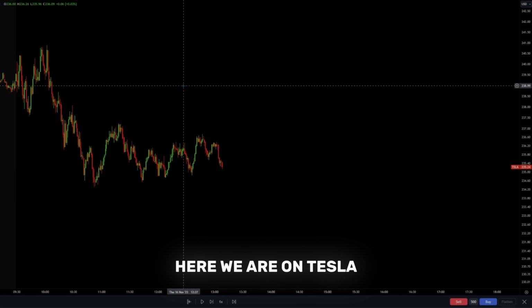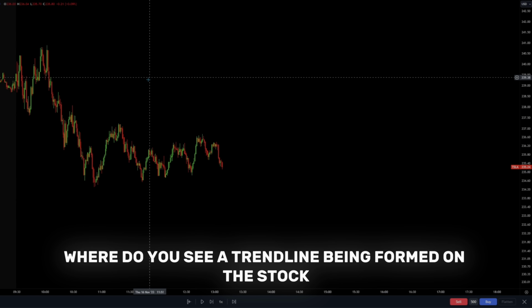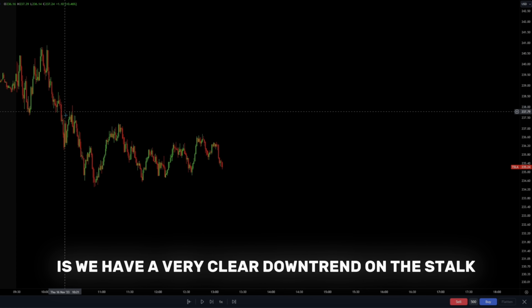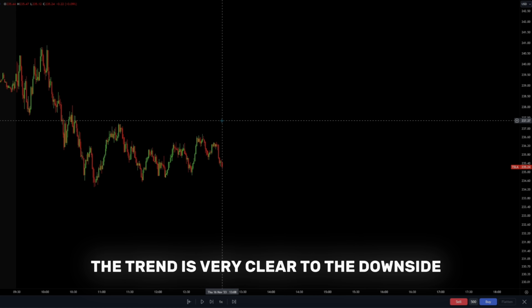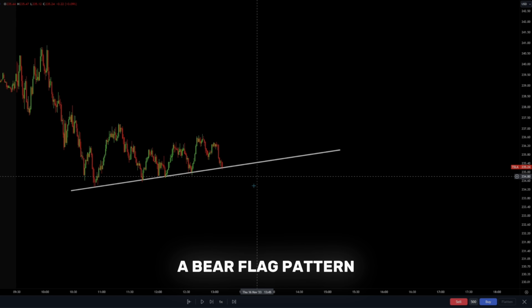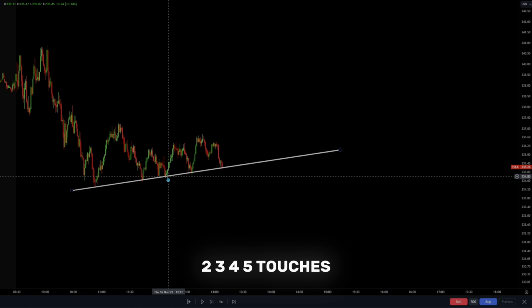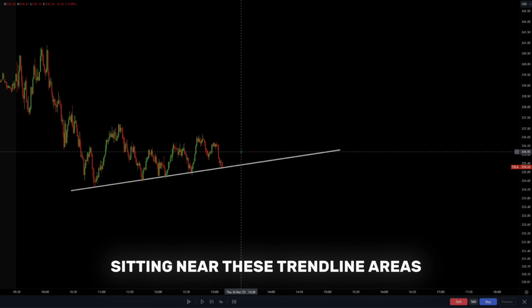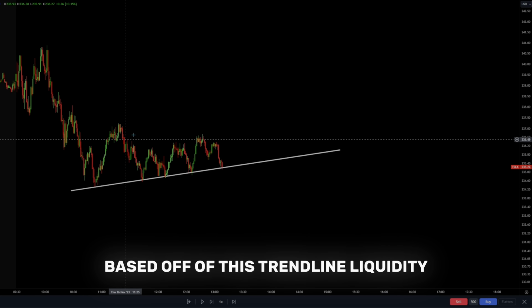Here we are on Tesla for Trendline liquidity. For Trendline liquidity, where do you see a trend line being formed on the stock? Well, the first thing that I see is we have a very clear downtrend on the stock. This helps us because it shows us that the trend is very clear to the downside, and therefore the trend line that we're going to form is going to be a bear flag pattern, like we can see here. This trend line has 1, 2, 3, 4, 5 touches, showing that there's a lot of liquidity sitting near these trendline areas.